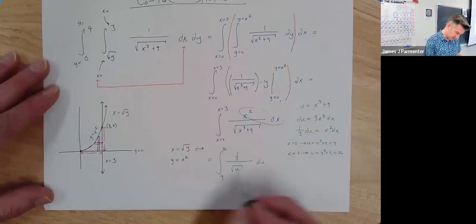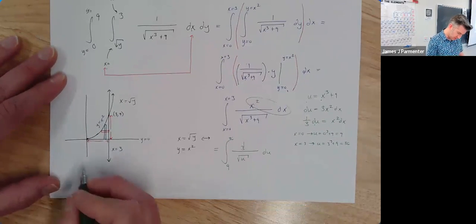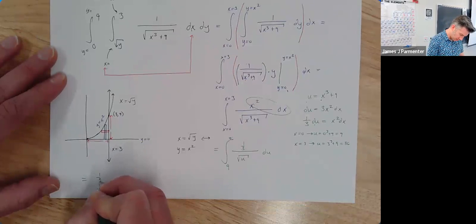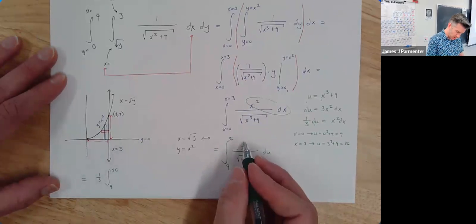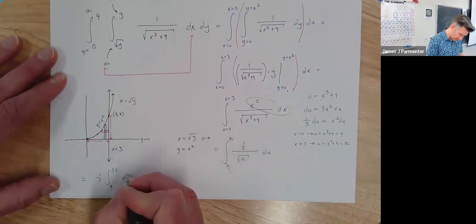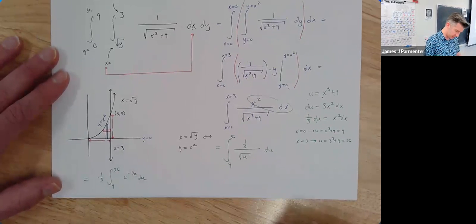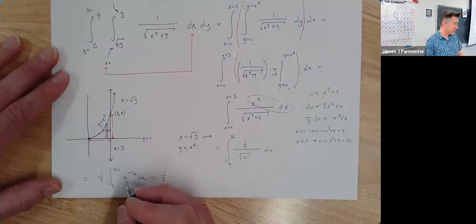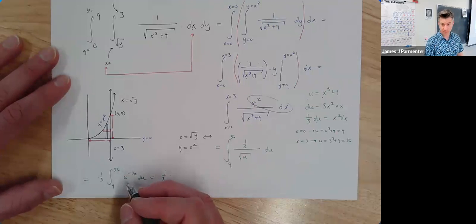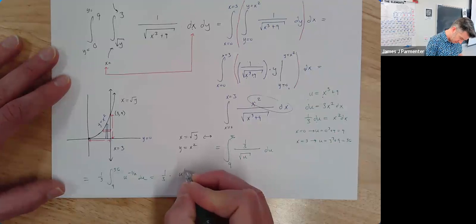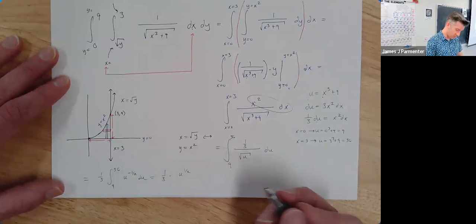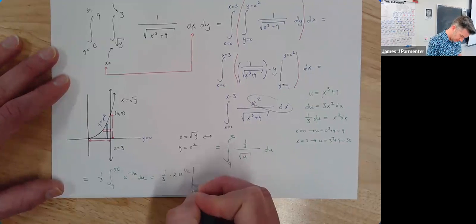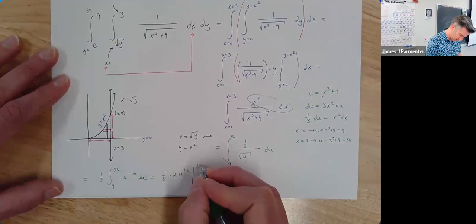Let's simplify this just a little bit before we finish it. This is going to equal 1/3 times the integral from 9 to 36. 1 over the square root of u is u to the minus 1/2. And now we're going to anti-differentiate. We're going to get 1/3 times, let's see, the antiderivative of u to the minus 1/2 is u to the positive 1/2 divided by 1/2, or multiplied by 2, from 9 to 36.